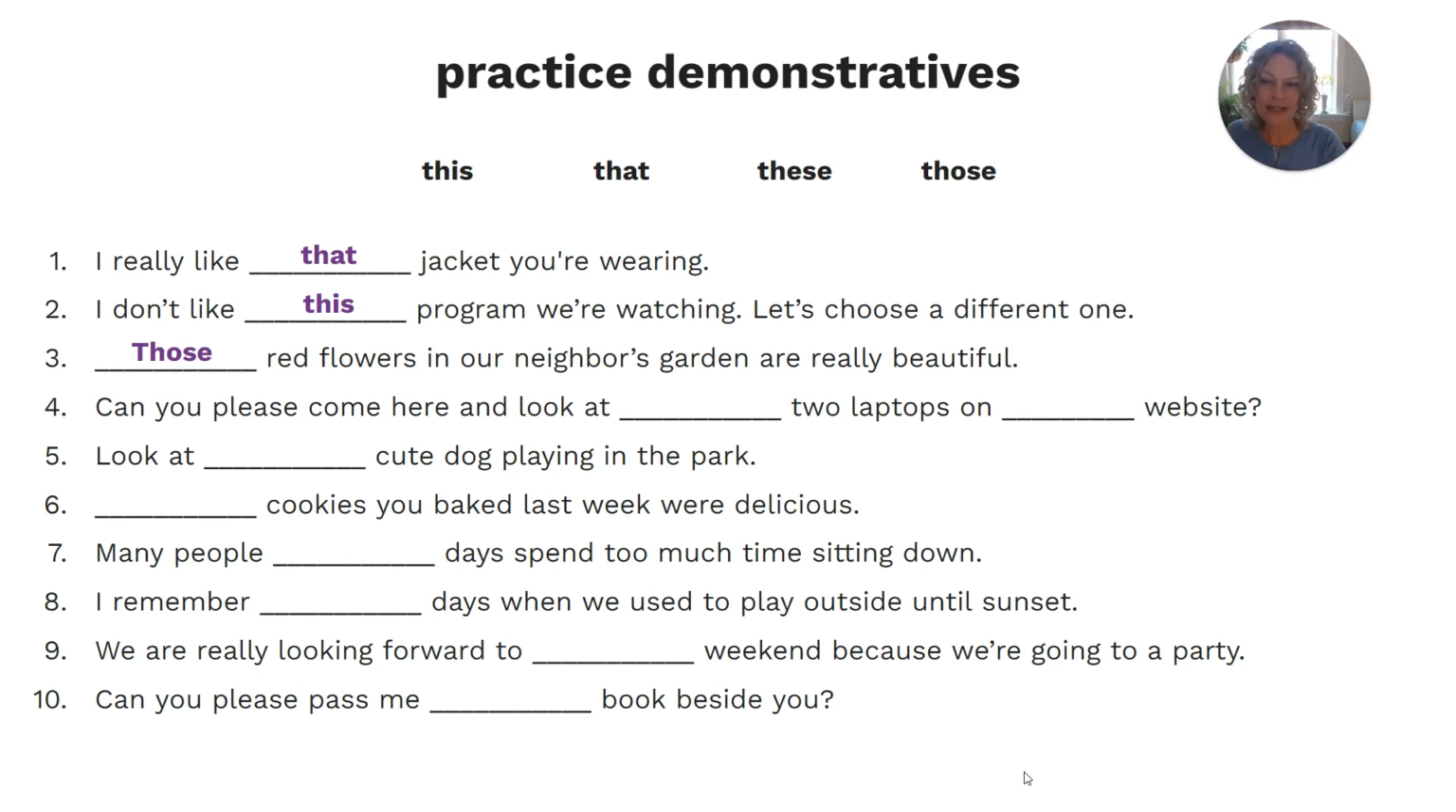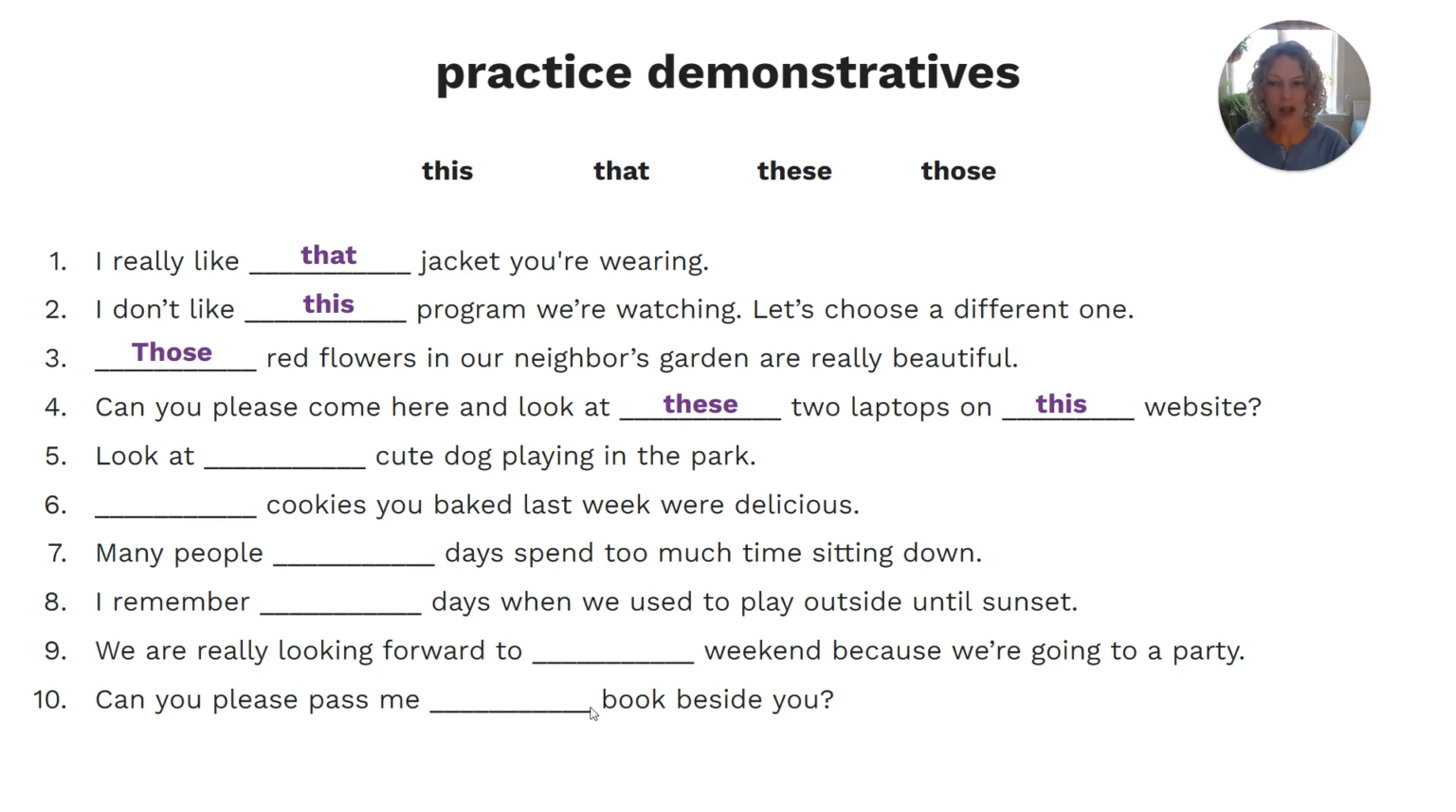Number 4, can you please come here and look at blank 2 laptops on blank website? So the clue is the word here, the adverb here. So that means right where I, the speaker or writer, am. So we need to use the ones that are close by. Can you please come here and look at, watch out, this one is plural, so these 2 laptops on this website, singular, because I'm looking at it right now. It's close to me, so I'm using the demonstratives that are close by.